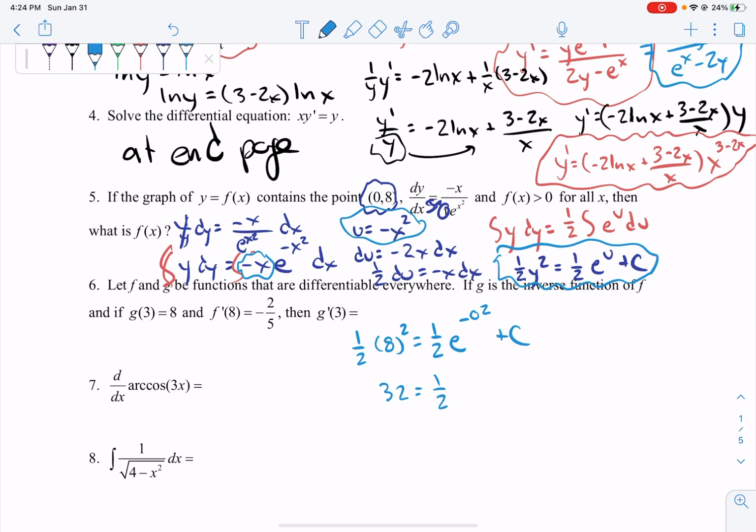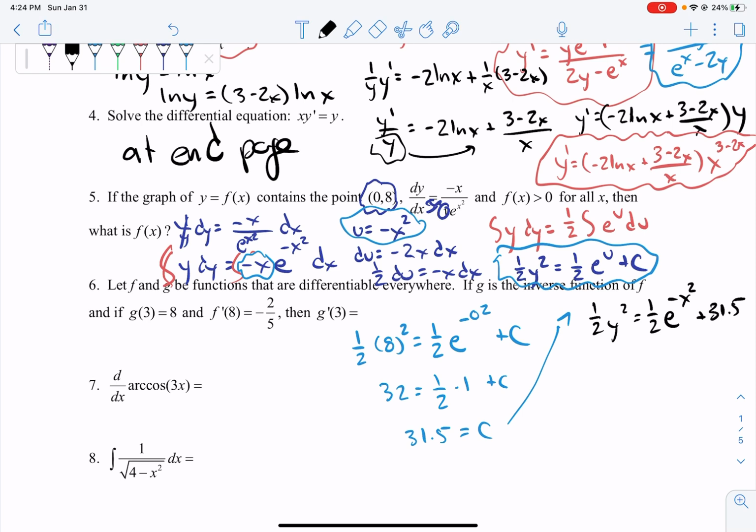And then I get 1/2 e to the 0 is 1. So I get 32 minus 1/2, so 31.5 equals c. So now that I know my c value, I can plug it in right here. So let's switch colors again. So 1/2 y squared equals 1/2 e to the negative x squared plus 31.5.